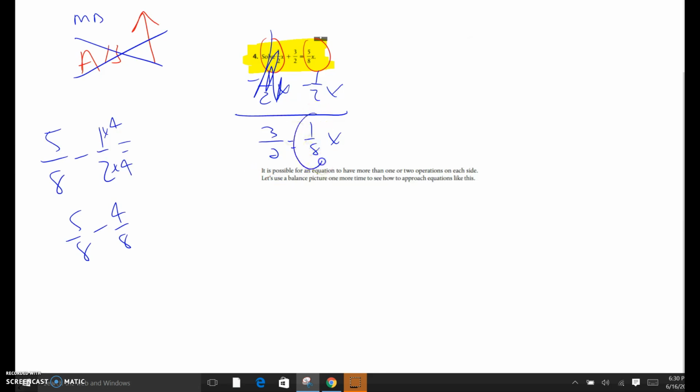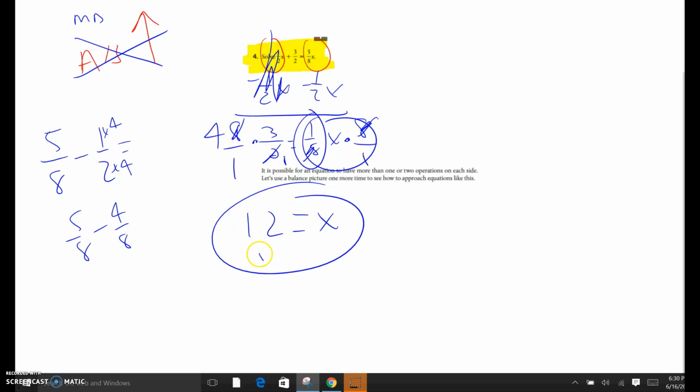So to get rid of multiplying by 1/8, you would use the reciprocal. And 8 cancels 8, so you just get a bunch of 1s. So you obviously have 1x left. And then here, 2 goes into itself once, and 4 times 3 is 12, divided by 1 is 12. And so x equals 12. Usually we write it like that. But there is another way.